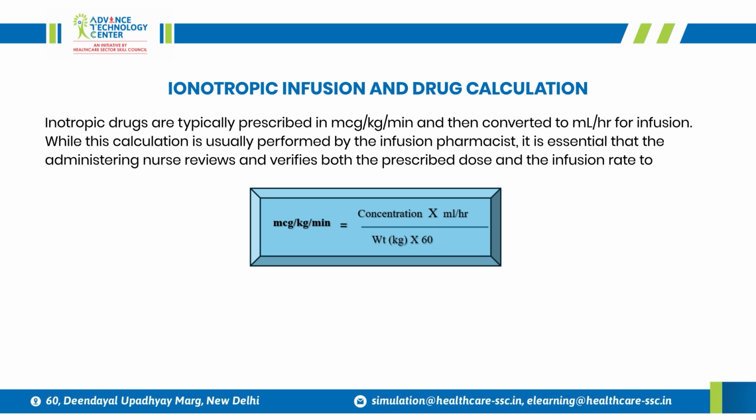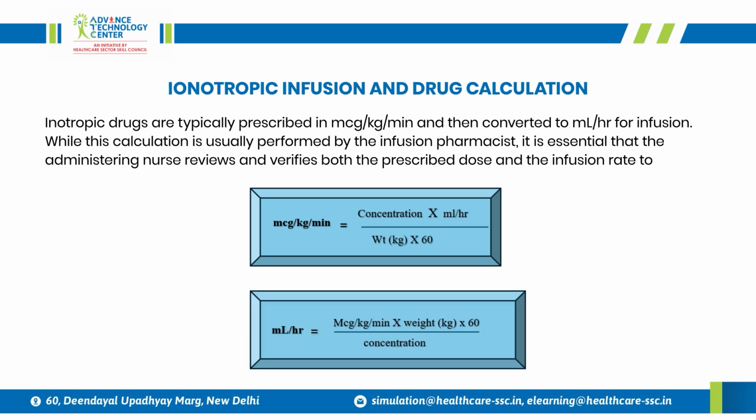Micrograms per kilogram per minute equals concentration multiplied by milliliters per hour divided by the patient's weight in kilograms and then divided by 60. This formula is used to find the pump rate, milliliters per hour, from the dose, micrograms per kilogram per minute. Milliliters per hour equals micrograms per kilogram per minute multiplied by the patient's weight in kilograms multiplied by 60, and then divided by the concentration.